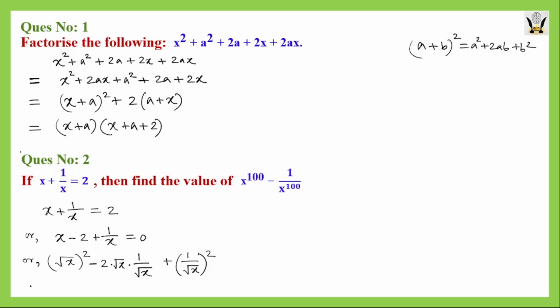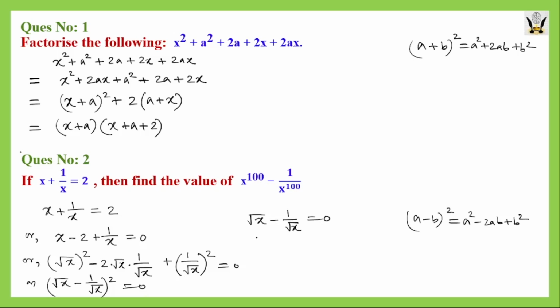So this can be further written as root x minus 1 by root x and whole square of that, because it resembles the identity a minus b whole square. So we have written in the form of a minus b whole square, and that is equal to 0 from the given equation. So it can be further written as root x minus 1 by root x. If the whole square is equal to 0, then the single factor, root x minus 1 by root x, will also be equal to 0.